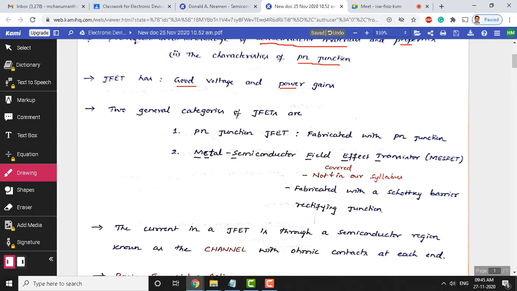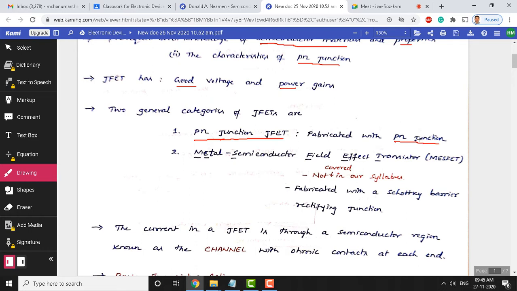There are two general categories under the JFET. The first one is the PN junction JFET. This JFET is made from P and N type semiconductor, therefore it is called a PN junction JFET. So, that is what we are told here. This is a PN junction JFET. It is fabricated with the PN junction.